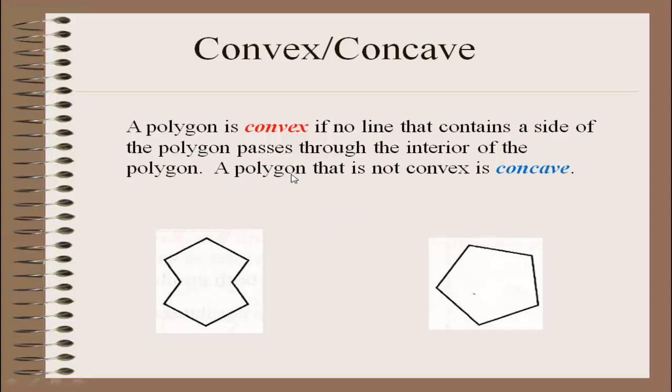And here we have our first classification, which is convex or concave. That means we can take a polygon and we can classify it as one of these two. What is convex? What is concave? I'm going to show you.